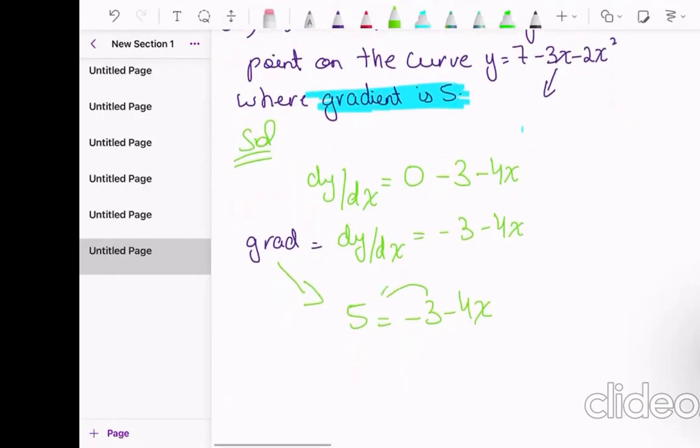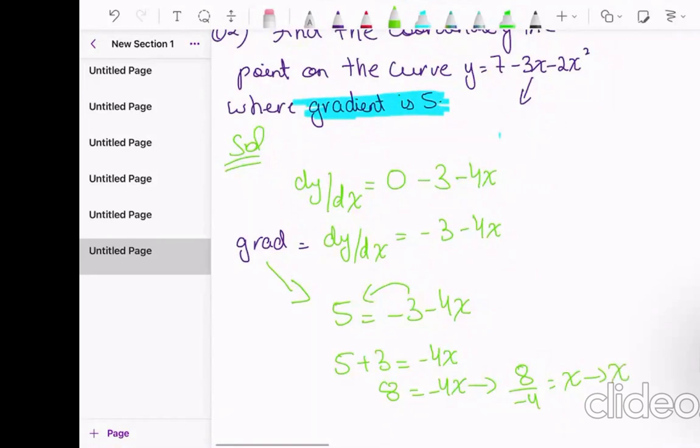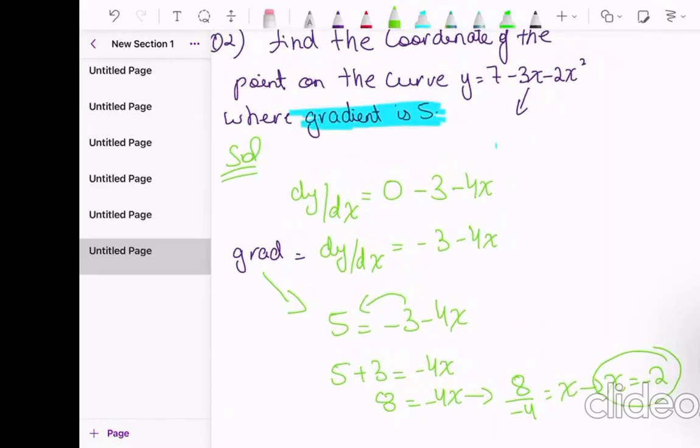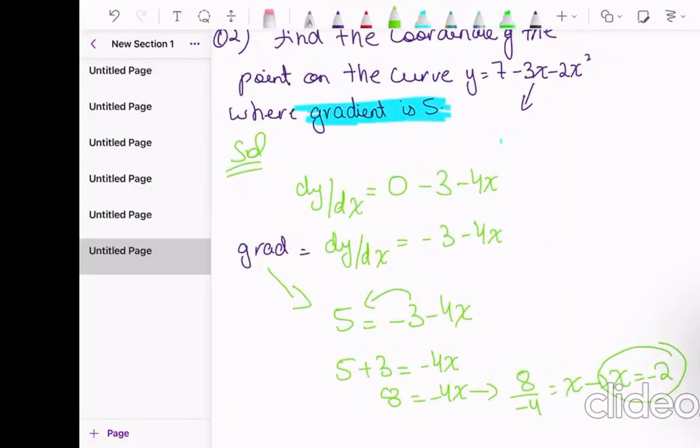So minus 3 will go to the other side and add to minus 4x. This will become 8 is equal to minus 4x. Minus 4 goes to the other side and divides. So the value of x will be minus 2. So this will be our final answer to this question. Yes, everyone, understand? Any issue?